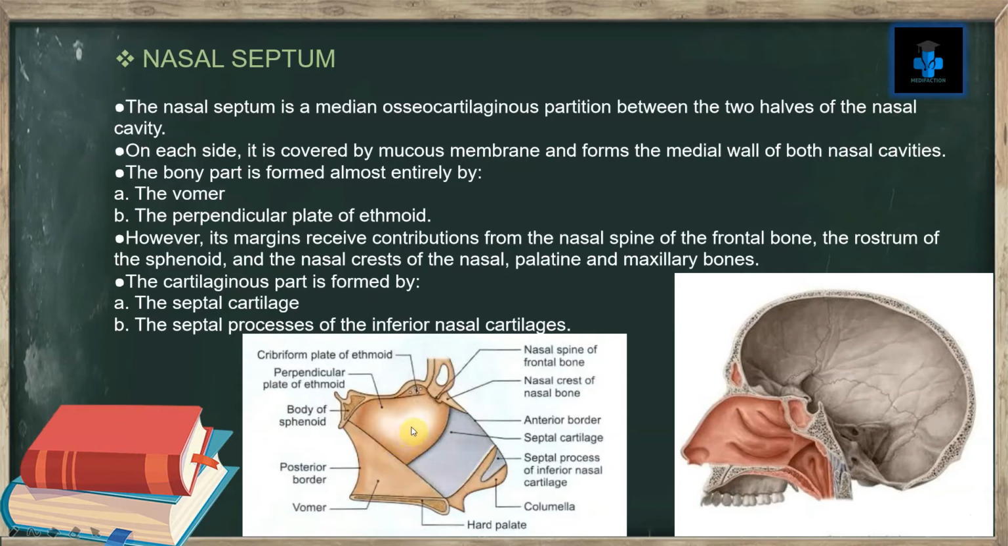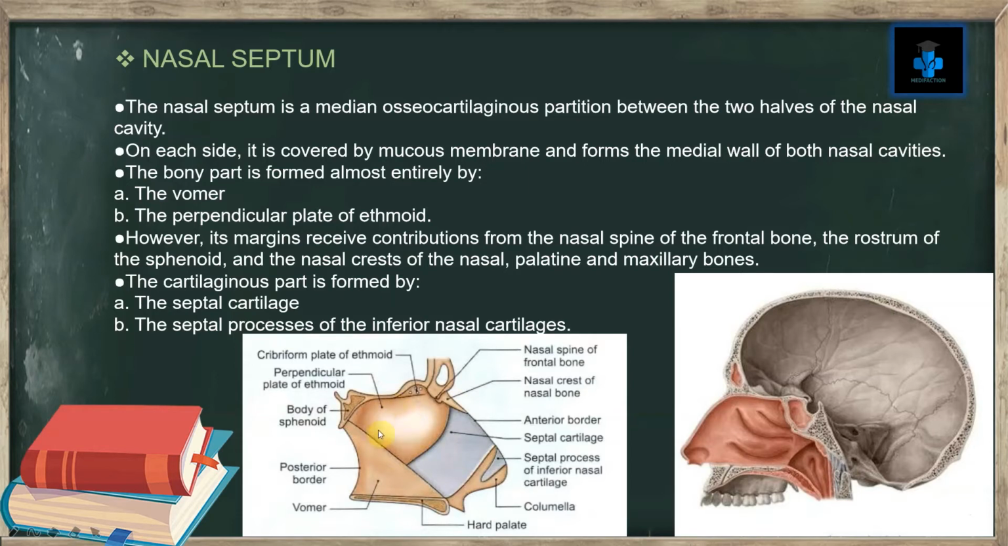However, its margins receive contributions from the nasal spine of the frontal bone, the rostrum of the sphenoid, and the nasal crest of the nasal, palatine, and maxillary bones. So, as I told, this is the nasal spine of the frontal bone. This is the nasal crest of the nasal bone.